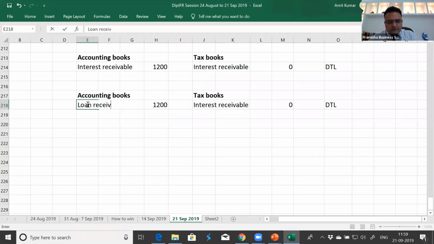Loan receivable of 15,000 has no tax consequences, meaning tax books also say that loan receivable is 15,000. Agreeing to it, matching it. No DTA, no DTL. When there are no tax consequences, it means no DTA, no DTL.